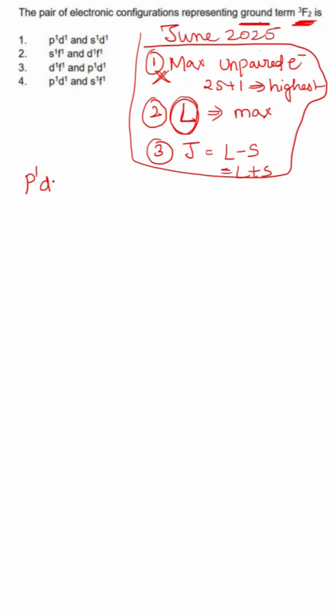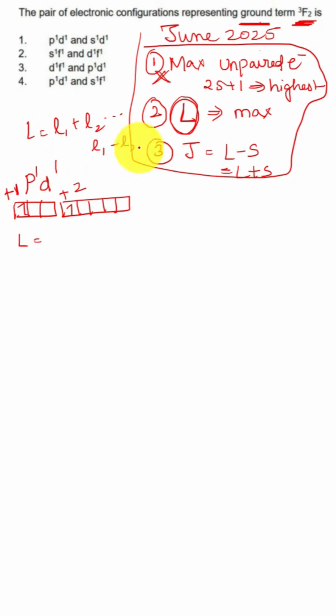In the first option, the first thing that they have given is P1 D1. So P1 is going to look like this, and D1 is going to look like this. You just check for the maximum L value. Here it is plus 1, here it is plus 2. So basically L is equal to L1 plus L2 down to L1 minus L2, but we only have to check the maximum L value, that is L1 plus L2. So 2 plus 1, that is 3. So 3 is nothing but F. So that is possible, right?